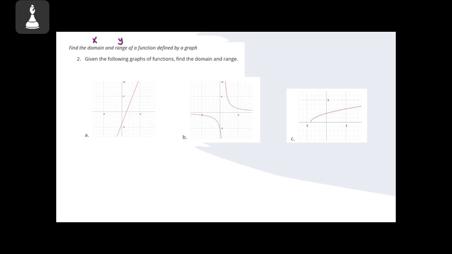So this one is your fraction type graph. This one is your square root type graph, and this is just a line. A line does not have any limits on it, so both the domain and the range are going to be all real numbers, or negative infinity to infinity.